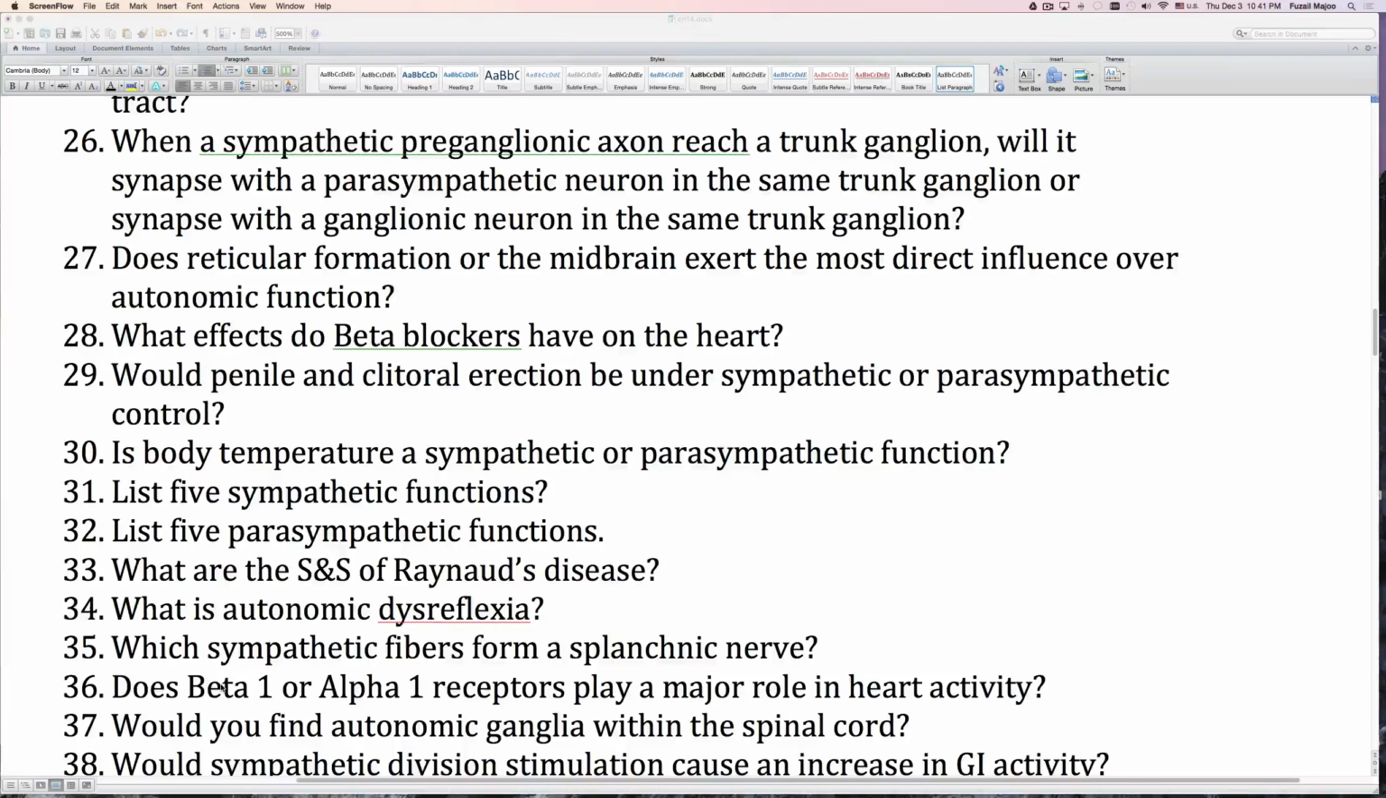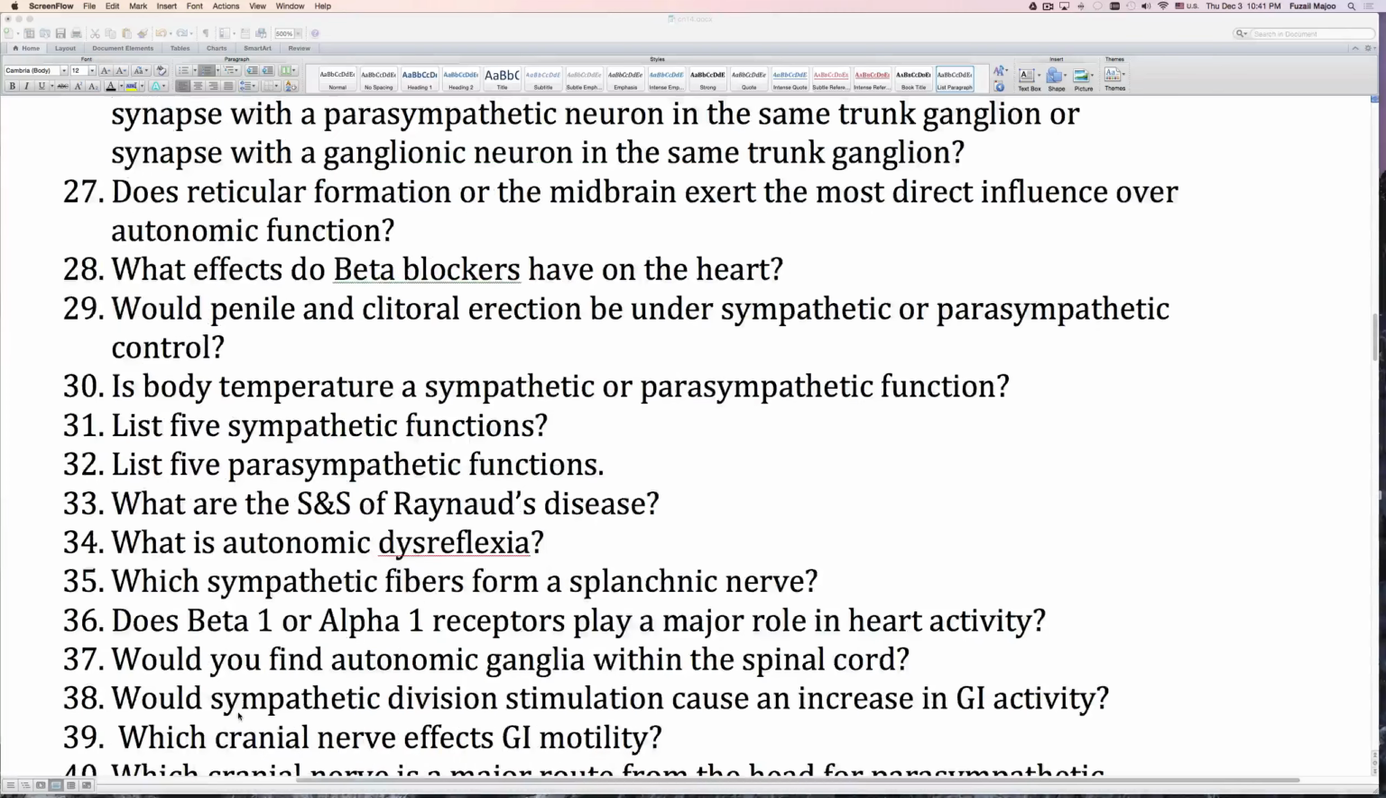Number 36, do beta 1 or alpha 1 receptors play a major role in heart activity? Number 37, would you find autonomic ganglia within the spinal cord? Number 38, would sympathetic division stimulation cause an increase in GI activity? Number 39, which cranial nerve affects GI motility?